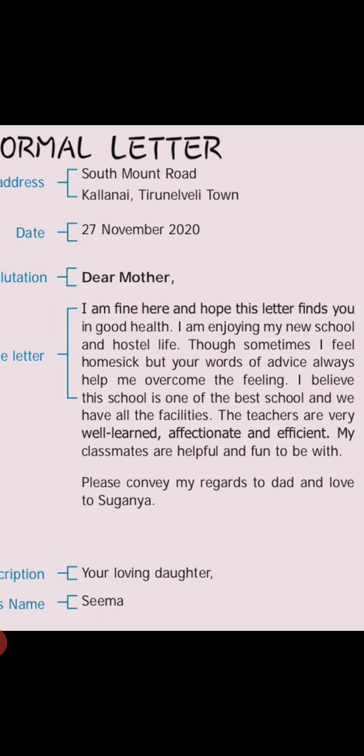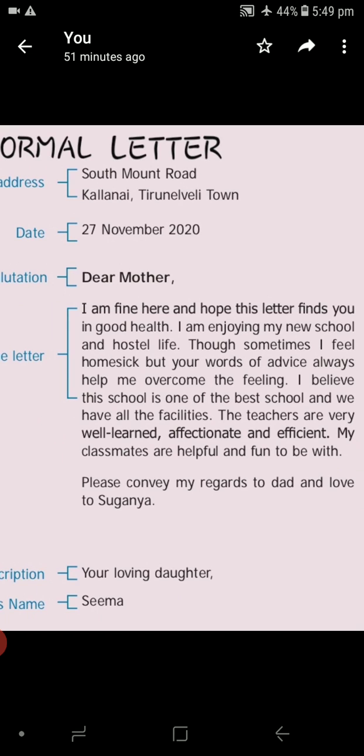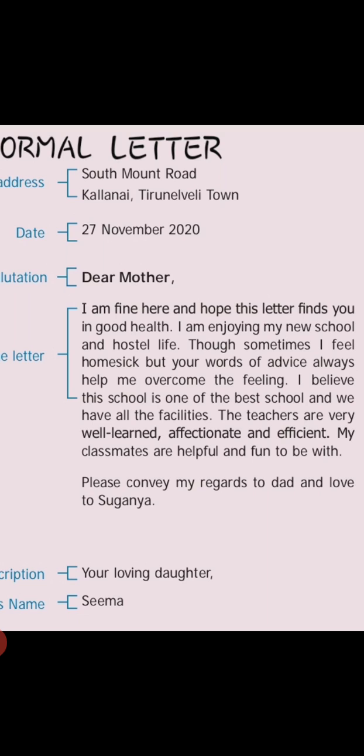I am enjoying my new school and hostel life. She is writing about her hostel and new school. Though sometimes I feel homesick. What is homesick? Away from home we feel very lonely and sorry about the relations, that is homesick. But your words of advice always help me overcome the feeling. She is very homesick, but she always remembers her mother's words.